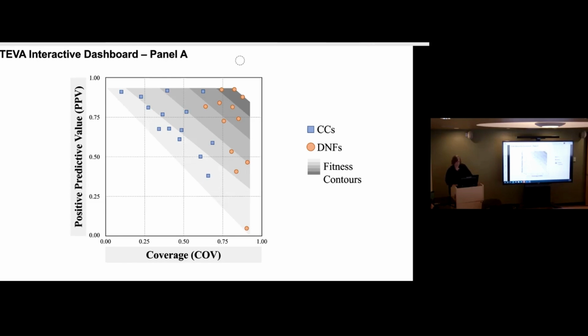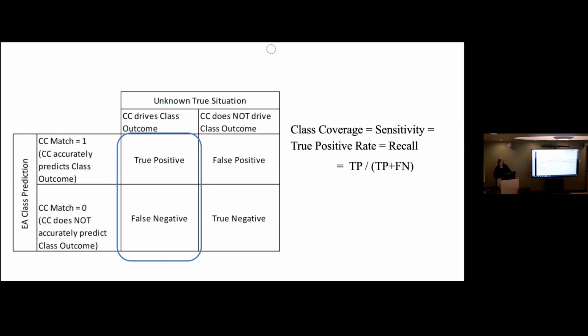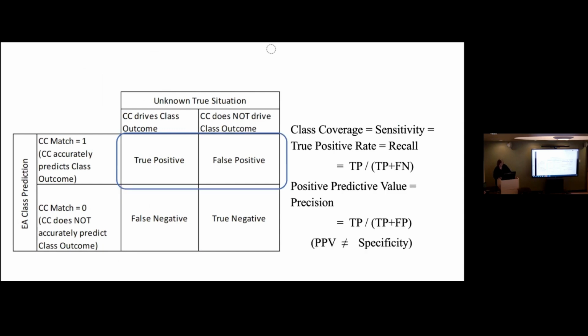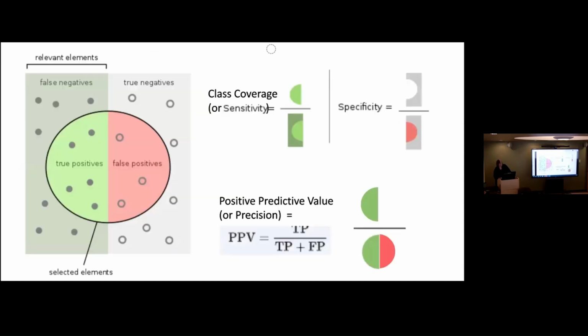Oh, here's the slide I was looking for. Just a refresher on true positive rate or class coverage. Again, it's the ratio of true positives over the combination of true positives and false negatives. While the positive predictive value or precision is a ratio of true positives over the combination of true positives and false positives in your data set. And this is difficult to grasp at first. Sometimes I go to Wikipedia and I find this diagram and it helps me figure it out.